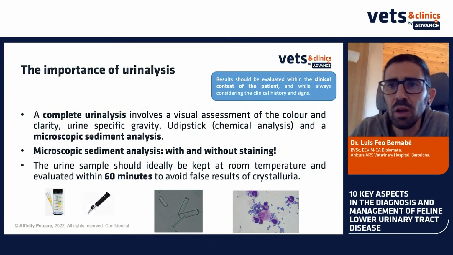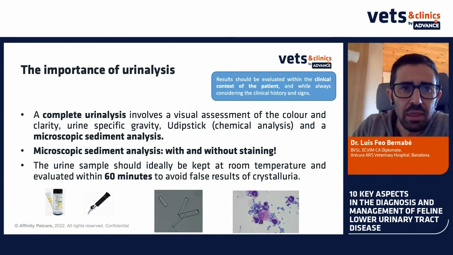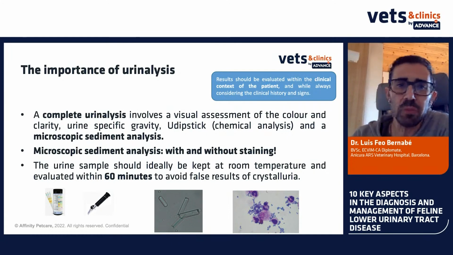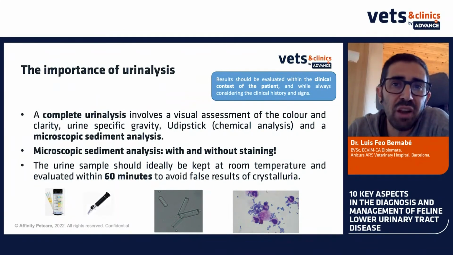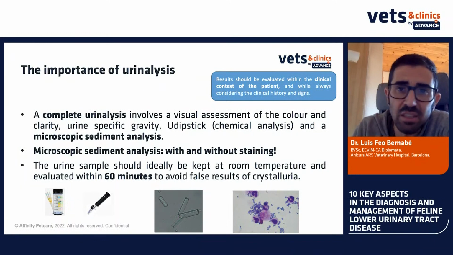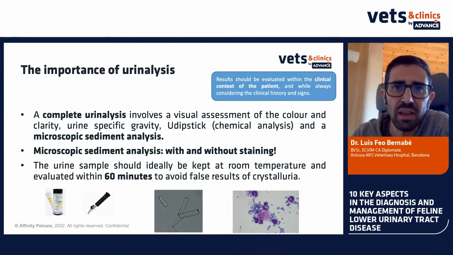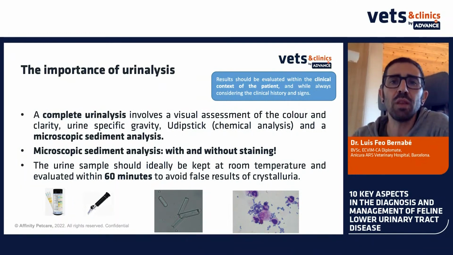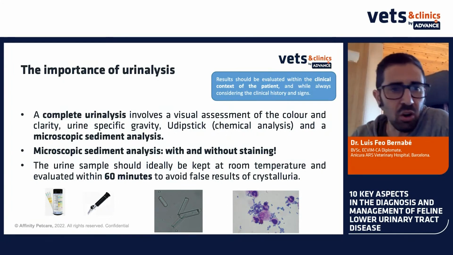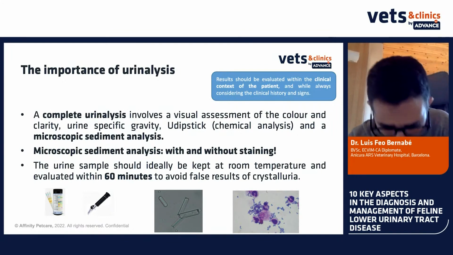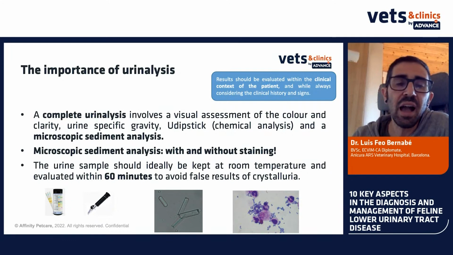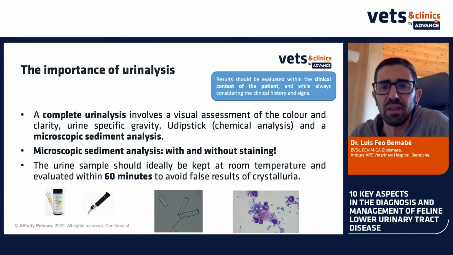But just going through the urinalysis, I think there are a few important things. Most of the time, we think a complete urinalysis is just to do a urinary dipstick and a specific gravity, and that's it. And I think when we think of a complete urinalysis, you have to evaluate the color, the clarity of the urine, specific gravity, urinary dipstick, and obviously you need to evaluate microscopic sediment analysis. You need to evaluate the sediment, what you have in the urine.